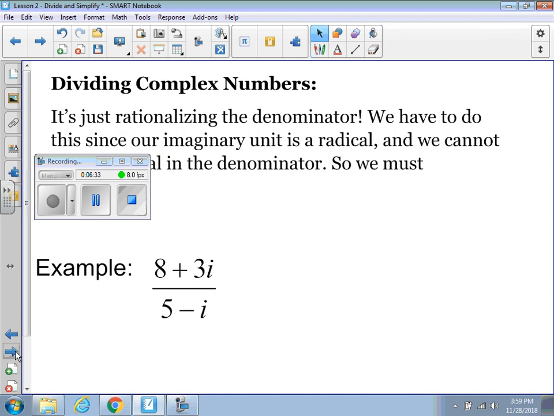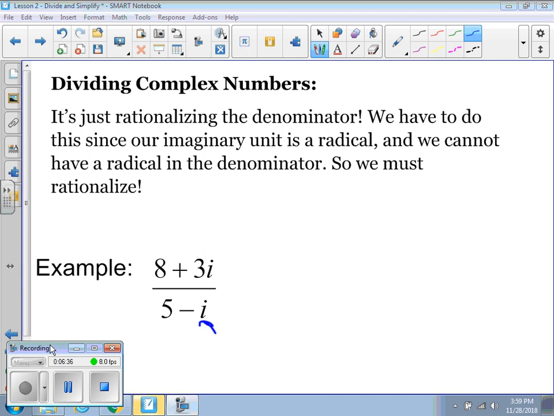We can't leave this I right here in the denominator. So we must rationalize the denominator. We got to get rid of the I because I is the square root of negative 1, and we can't have a square root in the denominator. So I'm going to show you one example. Probably going to stop the video and make a separate video for the remaining problems in practice. But to rationalize this, we're going to multiply by the conjugate of the denominator. So the denominator is 5 minus I. We're going to multiply by 5 plus I over 5 plus I. All right? The reason we're multiplying by 5 plus I over 5 plus I, we're really multiplying by 1. So we're not changing the value of 8 plus 3i over 5 minus I by multiplying by 1.